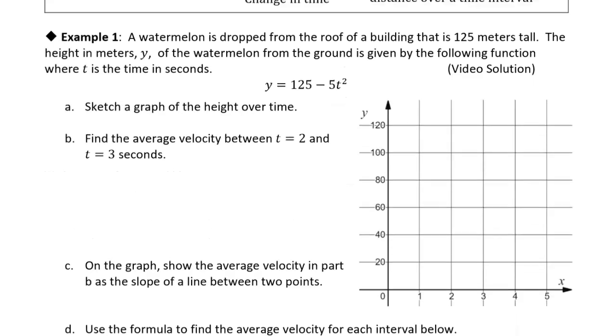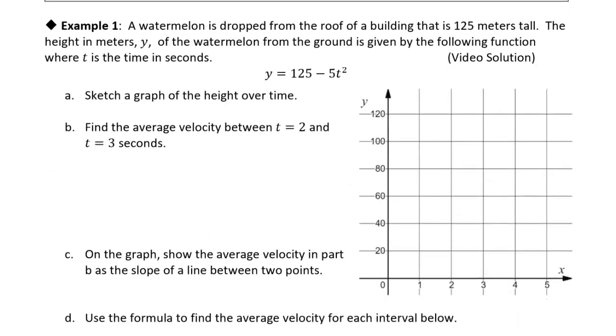So let's take a look at this next example. Now this might look familiar. This is the same scenario as we had in example 1 of the last section, where we have a watermelon that's dropped from the roof of a 125 meter tall building. And we're given the function for the distance from the ground over time, 125 minus 5t squared. So the first task here is just to sketch the height over time.